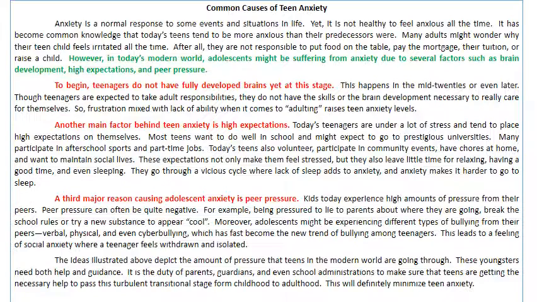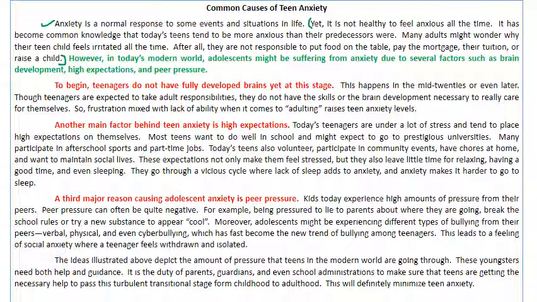Now, the second model I gave you, the second writing model, is a cause-effect one. So this is the cause-effect writing model, which I gave you guys. Three common causes of teen anxiety. Again, a hook, background information. Read it, please. Go to that PowerPoint and read it.